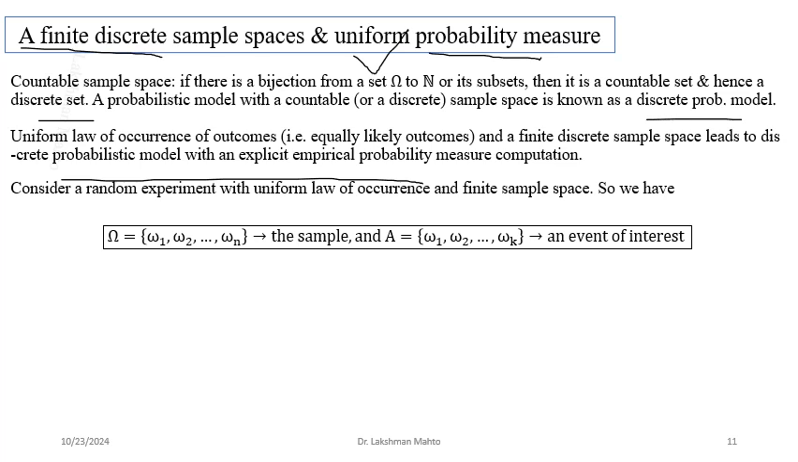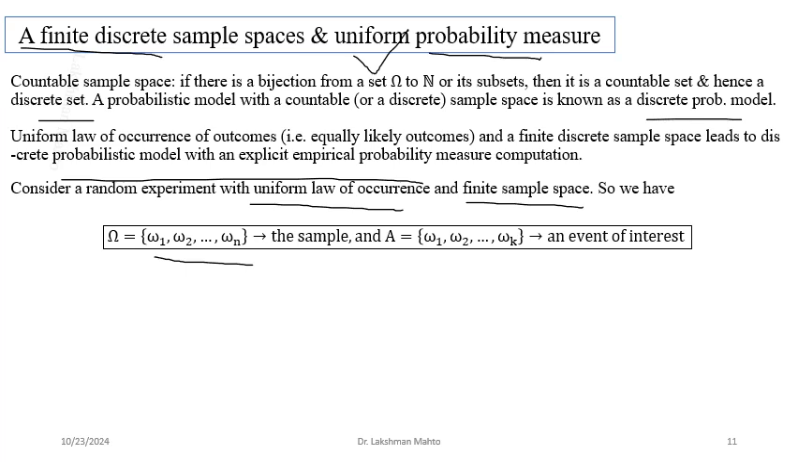So consider a random experiment having uniform law of occurrence of the outcomes, and the sample space is a finite sample space. Okay, so we can write the sample space in terms of a finite sequence. That means the sample space contains how many outcomes? N outcomes. If you are tossing a coin, that means two outcomes. If you are throwing a die, that means six outcomes. Like that. If you are throwing two dice together, then 36 outcomes. If you are tossing three coins together, then eight outcomes.